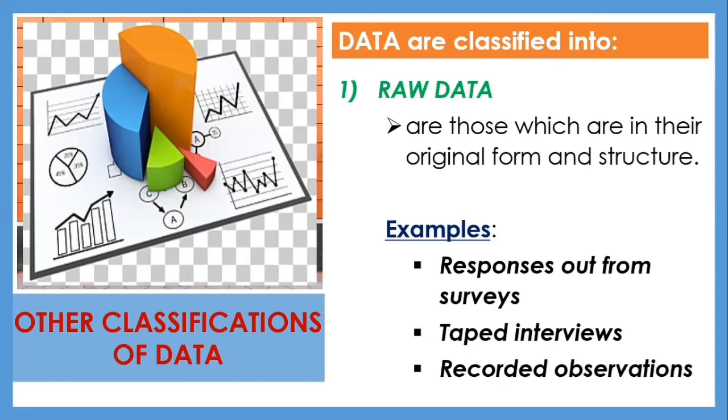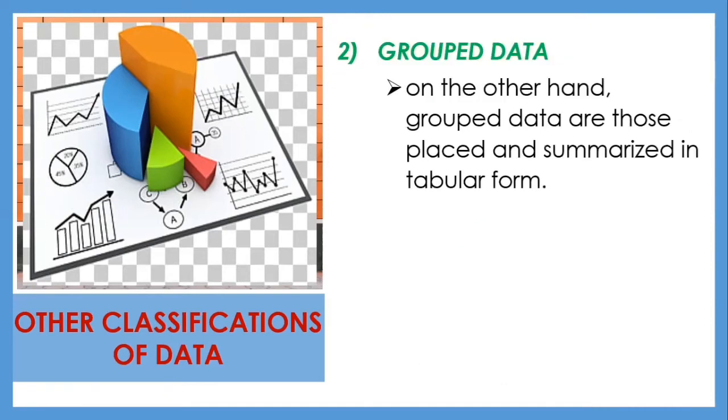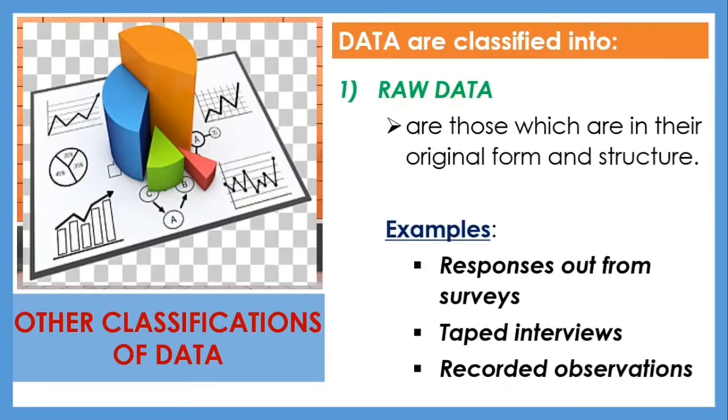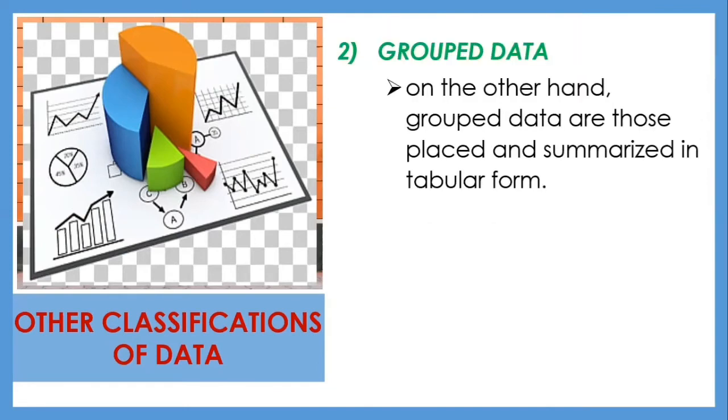On the other hand, grouped data are those placed and summarized in tabular form. Okay, you are already grouping this and summarizing this into some sort of a tabulation. Okay, these are the differences between the other classifications of data. We have the raw data and the grouped data.